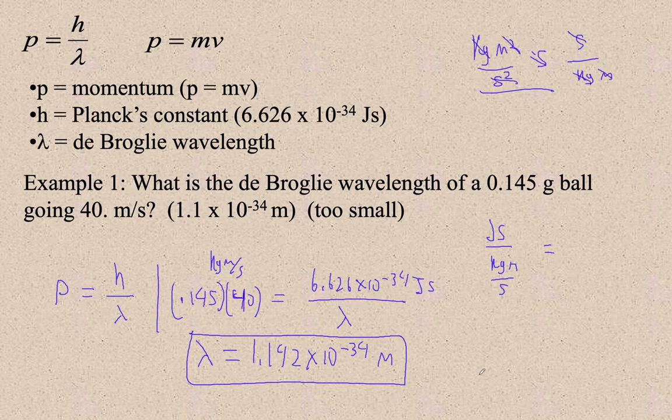The point here is not to watch the teacher do unit cancellation. The point here is that nothing is this size. The smallest thing that you could potentially make an interference pattern out of is a nucleus. Nuclei are 1 times 10 to the minus 15th meters.